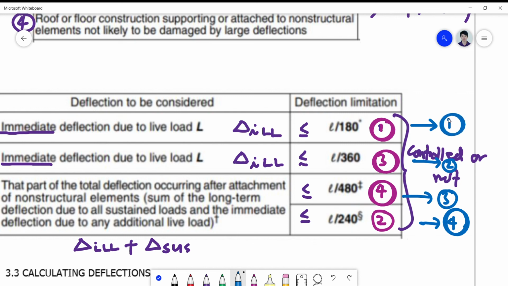So if you look into the hierarchy of which is more serious in terms of deflection requirement, you look to this. This is the most serious, number 3, and then number 2, and then number 4, and then number 1.